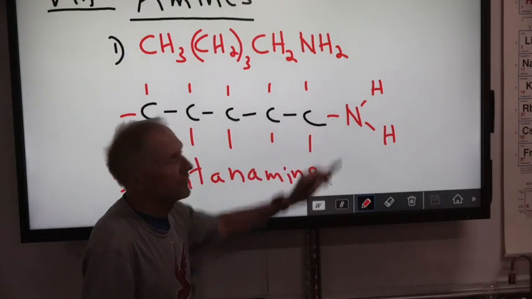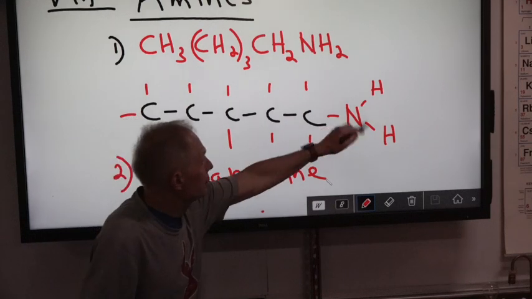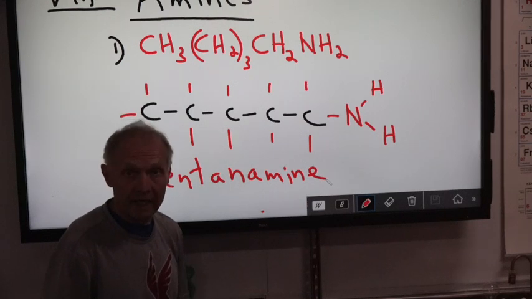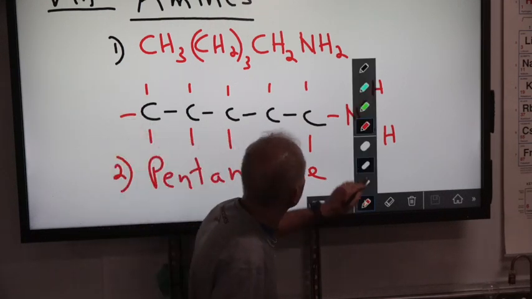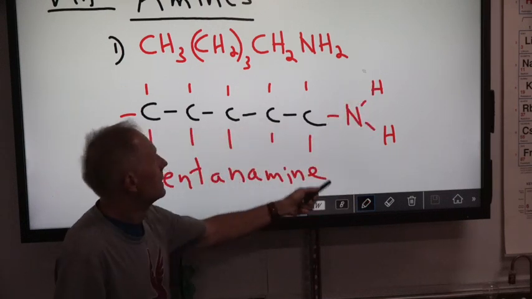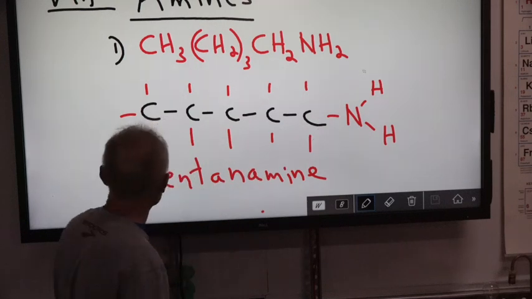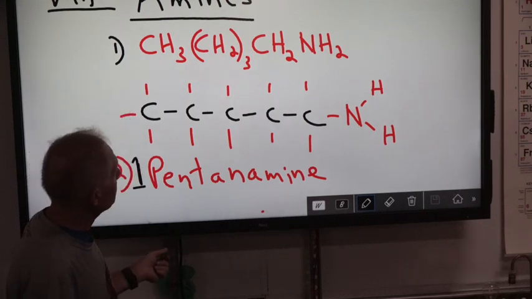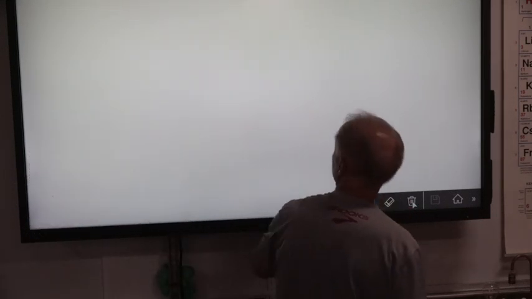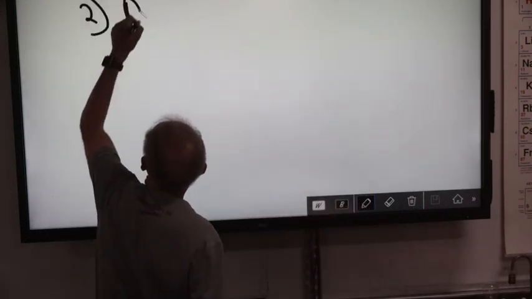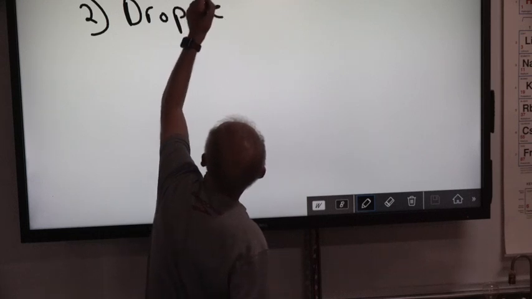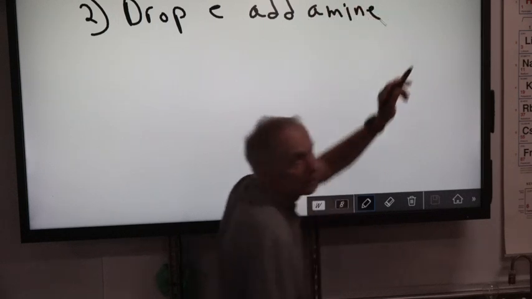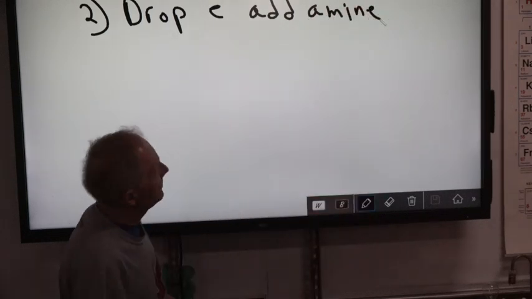Now, see where that N is? It's off the last carbon. All right, that NH2 can be anywhere. So now you've got to tell the person that wants to draw it where the NH2 comes off. So actually this is the trunk, pentanamine, and that would be off this end, so that would be 1-pentanamine. So we're going to write that down for number two. Drop the E, add A-M-I-N-E, add amine. So drop the E and add amine.